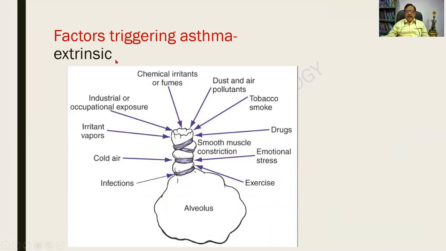So look at this. You find that these are the various sources of the antigens. It can be infections, variation in temperature. A lot of things are given. You people can just go through. Whatever it be, they will lead to smooth muscle constriction, or there can be mucus secretion, or there can be an edema. And since these are all coming from outside, it is extrinsic.